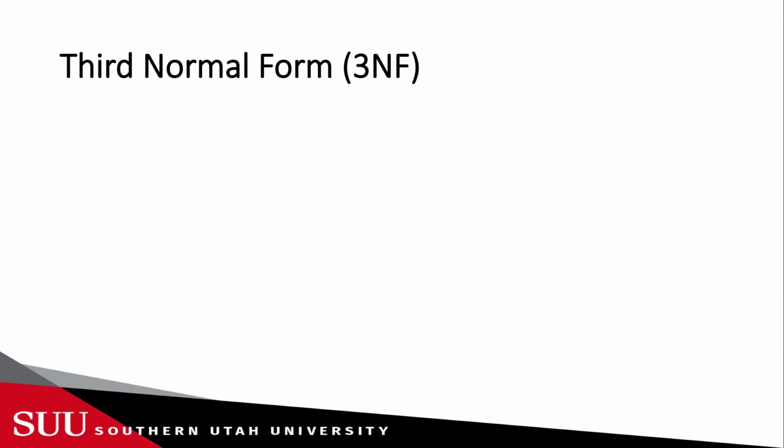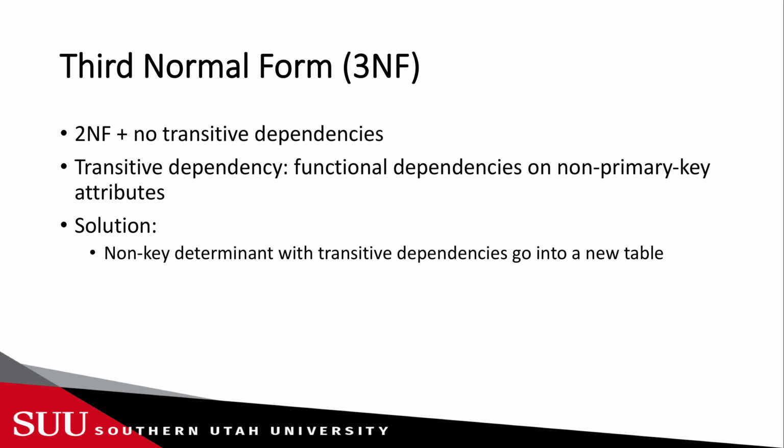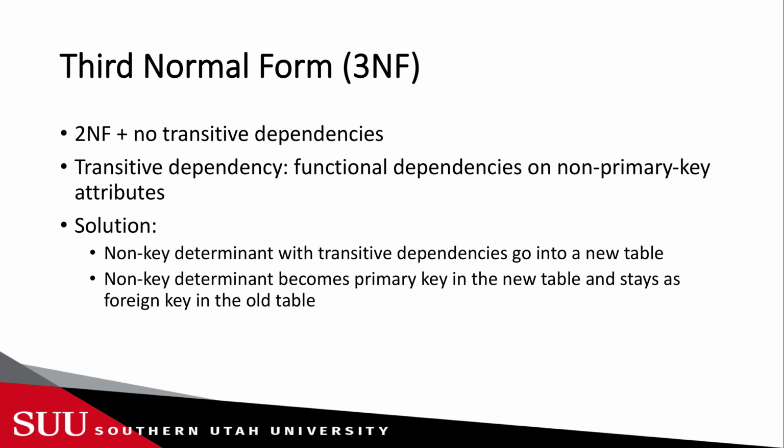Now what is next? Next we come up to the third normal form. The third normal form is when we have the second normal form, and we just need to remove the transitive dependency. We just saw the transitive dependency in the previous example, but we will define it now and then we'll visit it again. A transitive dependency is a type of functional dependency on a non-primary key attribute. So the solution: the non-key determinant with transitive dependency goes into a new table. And the non-key determinant becomes the primary key of that new table and stays as a foreign key in the old table.